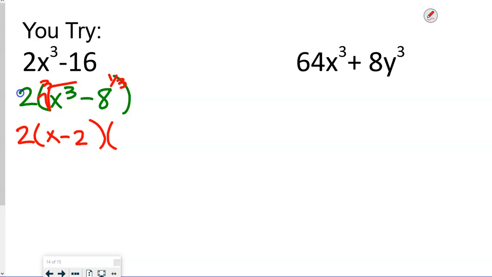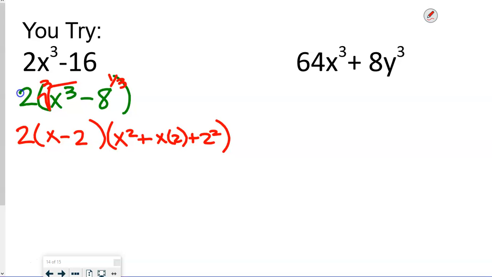So here again, we're going to do x squared. We're going to multiply the two terms together for the middle. And this time there's going to be a plus because there was a minus in the first set of parentheses. So we're going to do x times 2. And then we're going to do plus 2 squared.